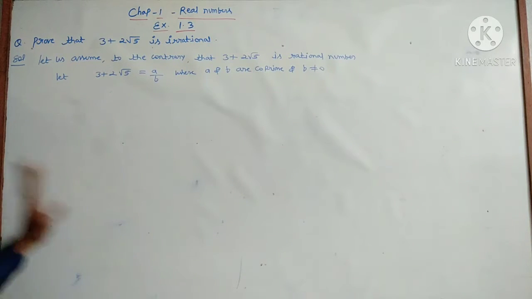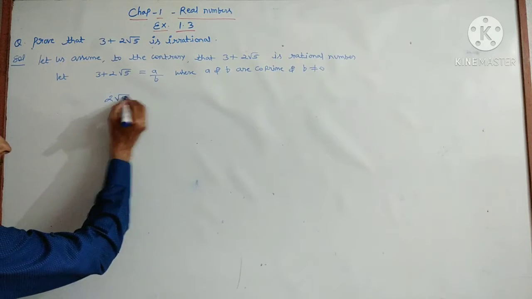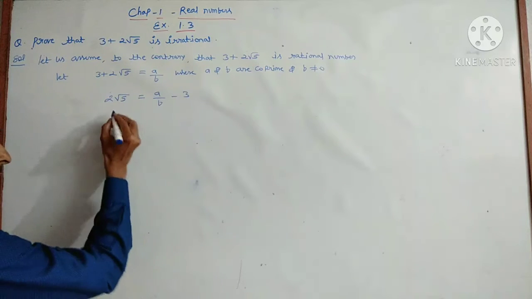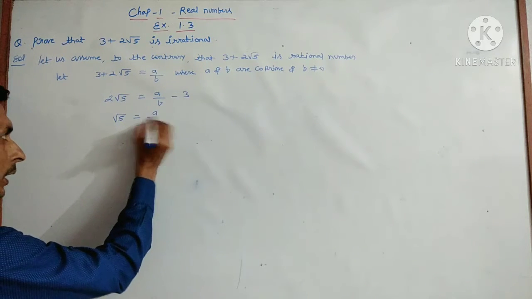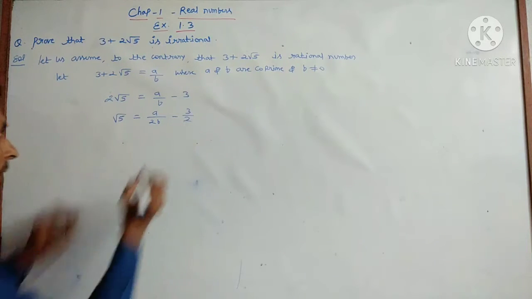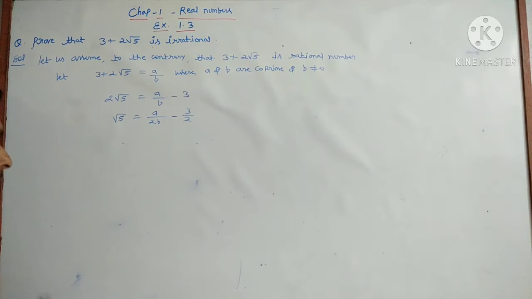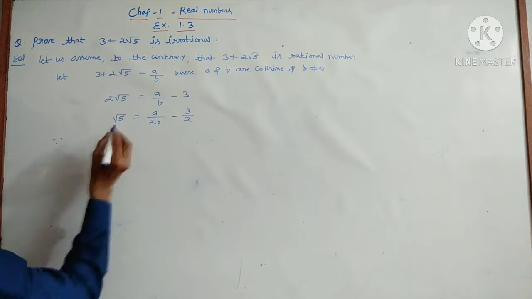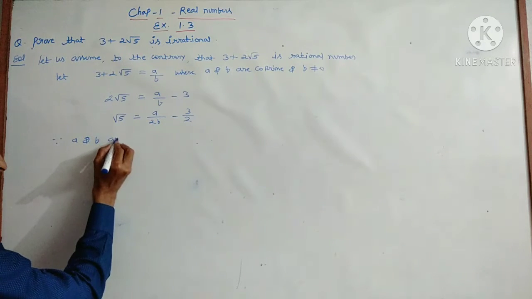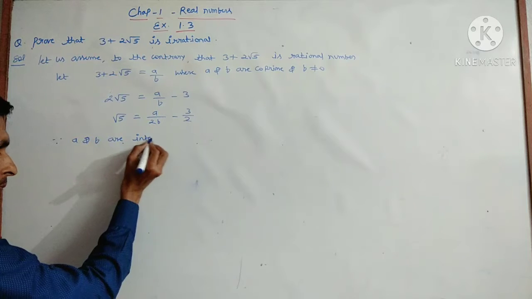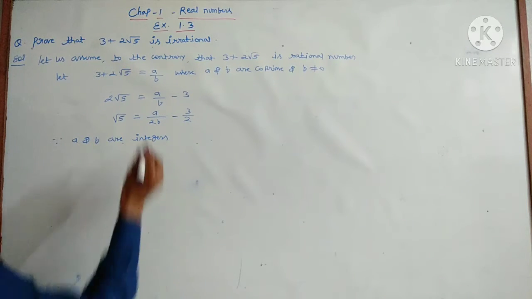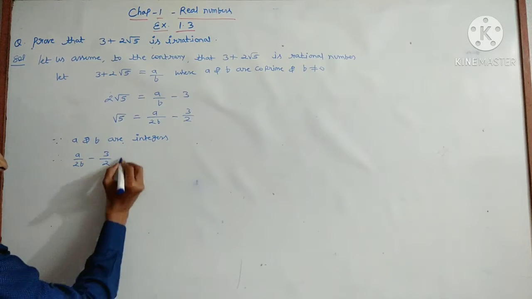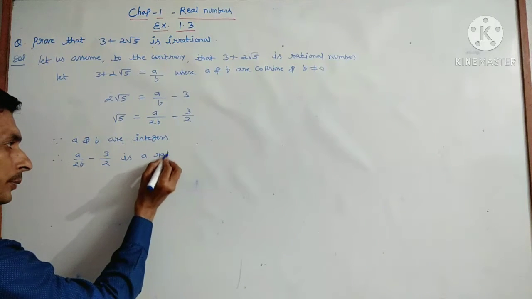Okay, and now you can write 2 root 5 equal to a upon b minus 3. This number is positive, so here it is negative. So root 5 is equal to a upon 2b minus 3 upon 2. You can multiply by 2. So root 5 equals a minus 3b upon 2b, and you can write here a and b are integers. Okay, so now you can write a upon 2b minus 3 upon 2 is a rational number.